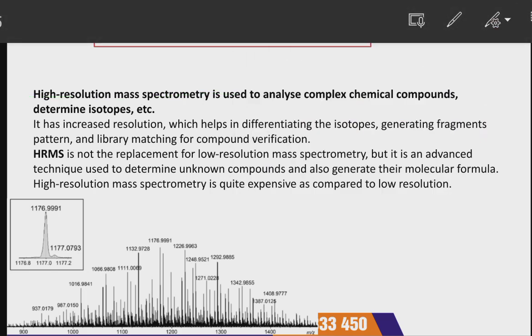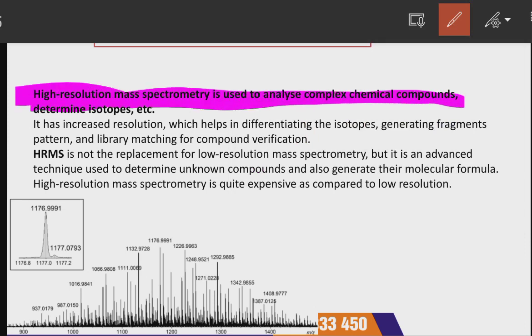Where you want to analyze or determine the isotope, or analyze any complex chemical compound, there high resolution mass spectrometry is used. Okay, simple. Why? Because it has an increased resolution, so it helps in differentiating the isotopes, and you can generate the fragment pattern and library matching for the compound verification.